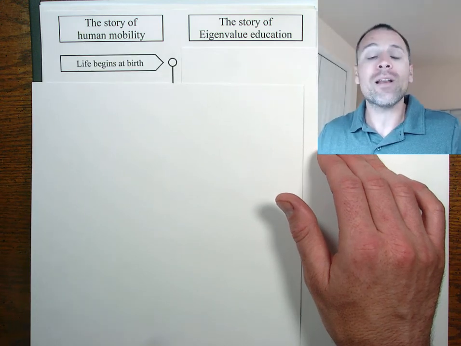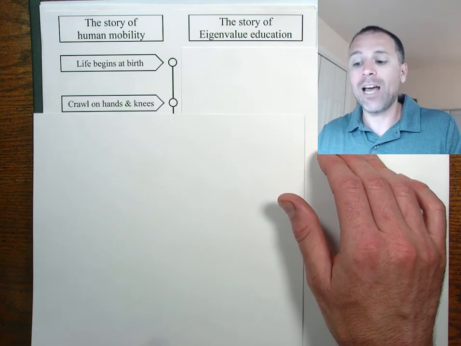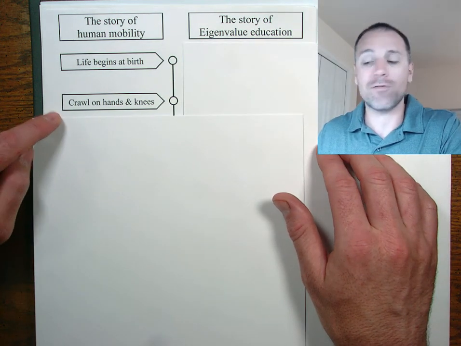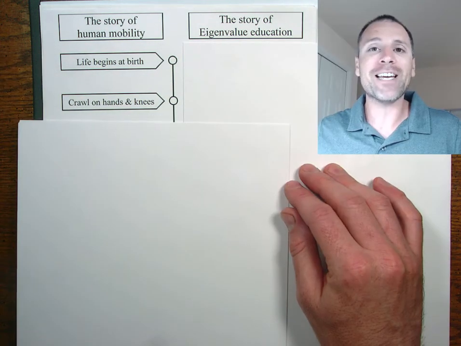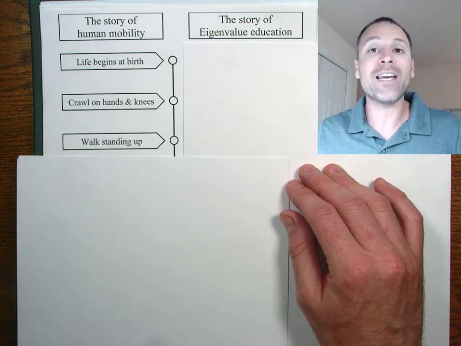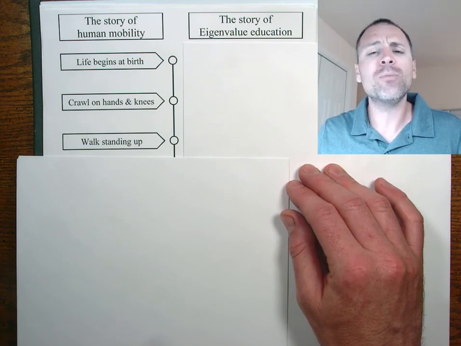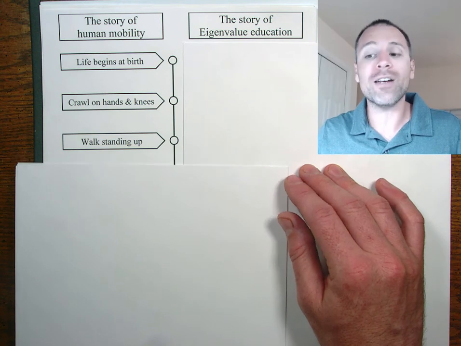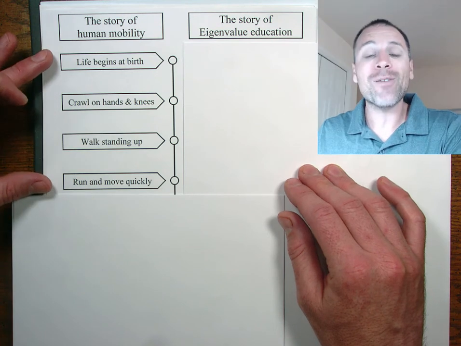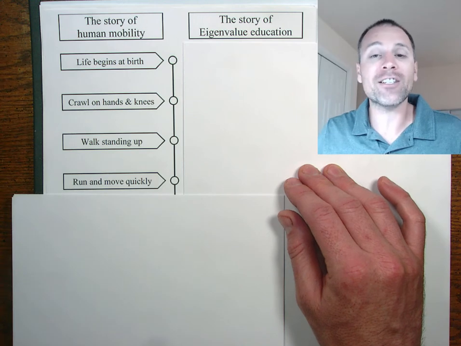When we think about human life, we say usually a single life begins at birth, and sometime after that, that baby learns to crawl on their hands and knees. It's a slow process. They stumble. Eventually, that baby gets to a place where they're confident on their hands and knees and they're ready to take their first steps. That's where they begin to walk standing up. After they've done that for quite some time, they start to move a little bit faster, learn how to run and jump and move quickly. This process is really the foundation of human mobility and really sets the stage for more advanced movement.